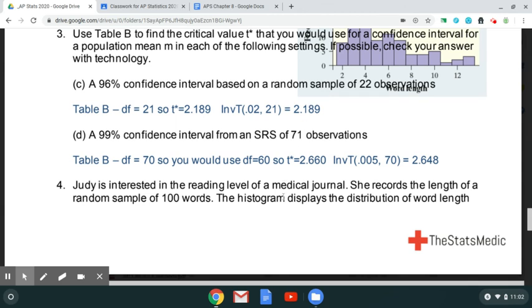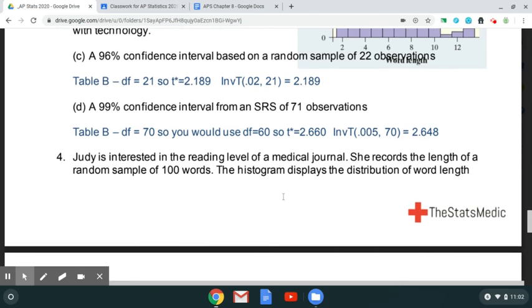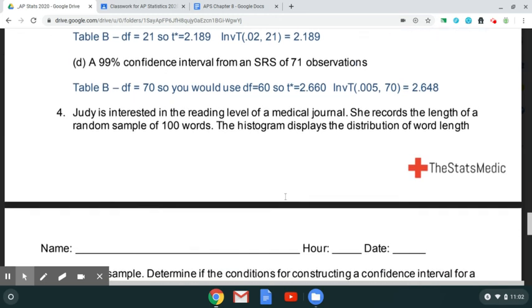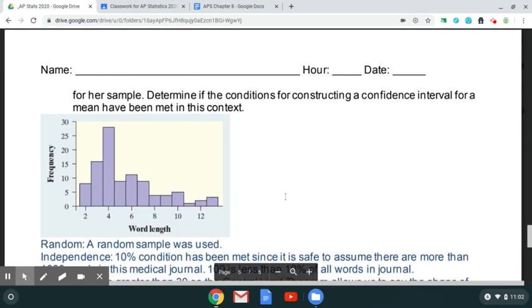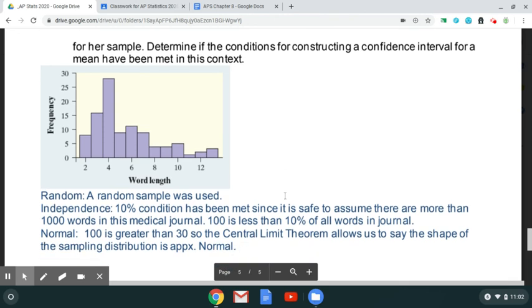And then it says, Judy is interested in the reading level of a medical journal. She records the length of a random sample of 100 words. And then here is the histogram. By looking at this, we want to see if the conditions have been met. So this takes us back to that box on page 512 in your textbook.